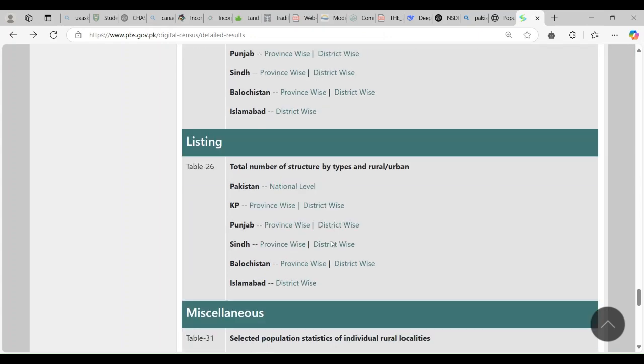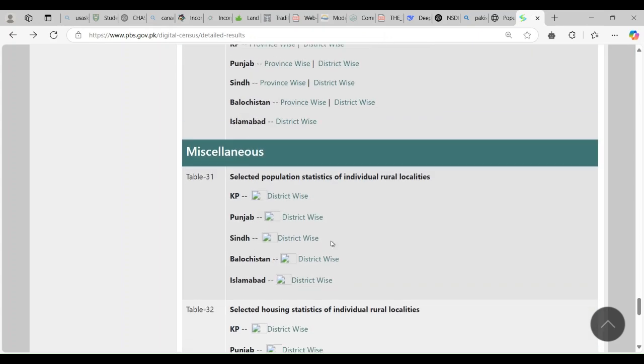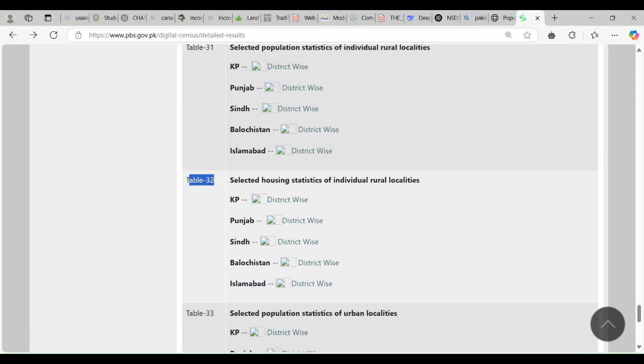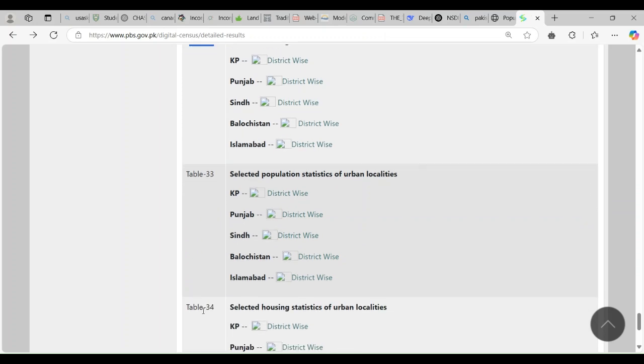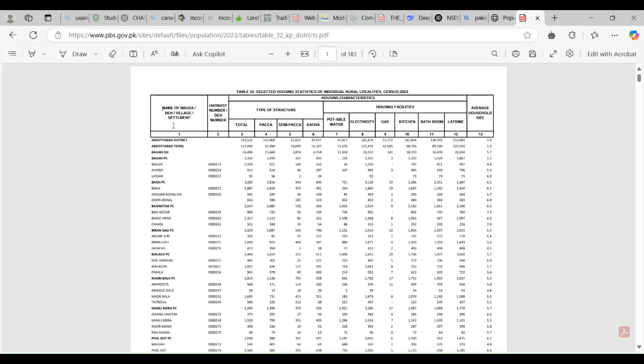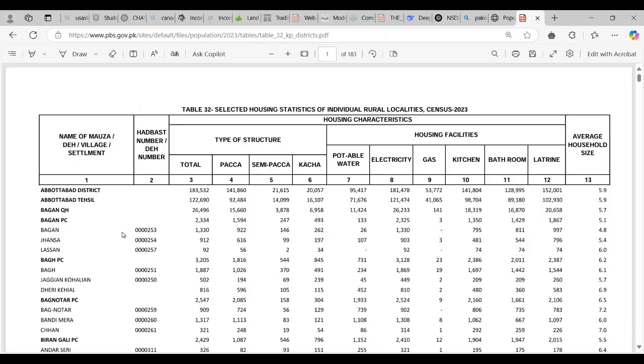I will explain the table numbers. Okay, so urban rural: table number 32, 33, and 34. These are the important tables. If you look, the selected housing status of individual rural communities. So if we go to the KP district wise information, you will see the detailed information at that level. For example, in this table we first start with the district name, and then the district will have a number of tehsils.